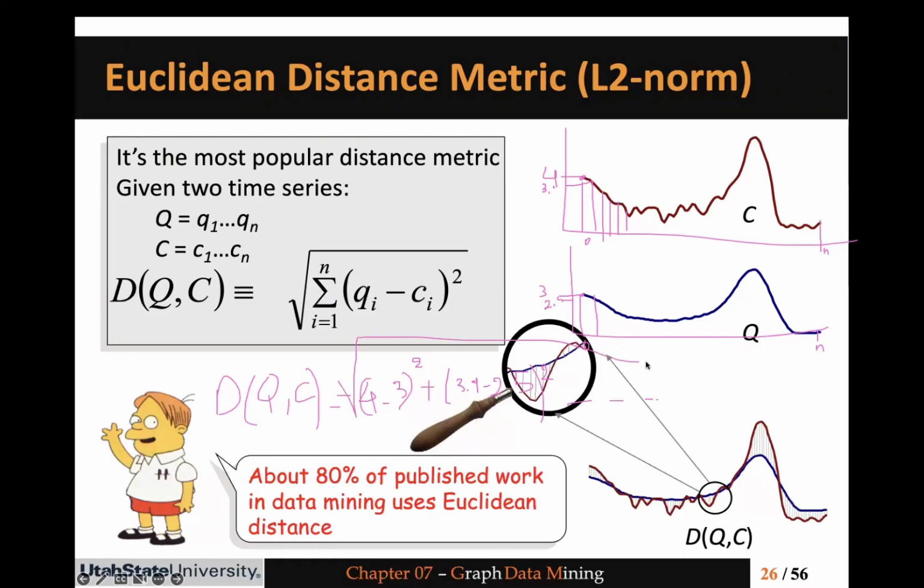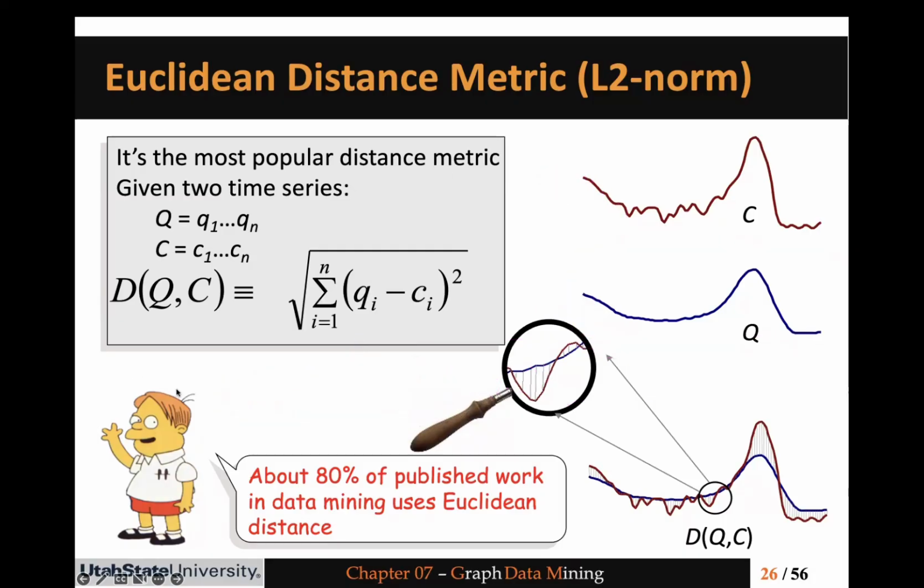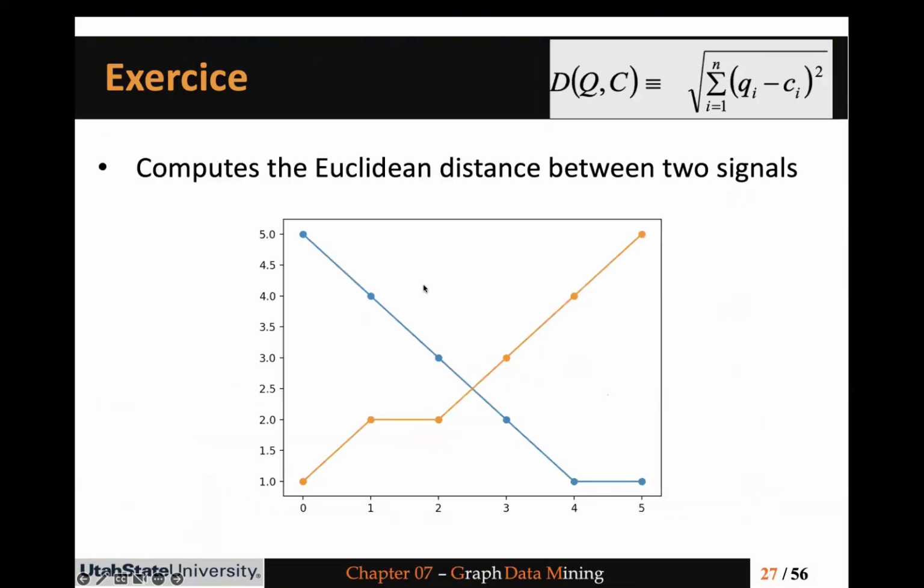And if you take the square root of all this aggregation, then this is my Euclidean or L2 norm, the Euclidean distance between the two time series Q and C. Most of the works that have been published use Euclidean distance as their basis for finding similarities between time series. Okay, so this is just an example for you to compute the Euclidean distance between these two time series.